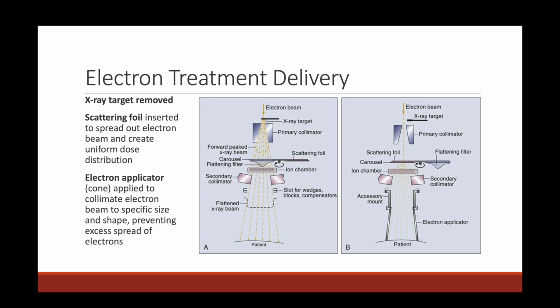There's usually a carousel that replaces the flattening filter with something called a scattering foil. The scattering foil helps us take that very linear electron beam and spread it out to create a more uniform dose distribution. So for electrons, we need to hit a scattering foil. Then the electrons go through the machine, and we usually apply something called an electron applicator, or a cone. It's an accessory mount that helps us to collimate the electron beam to our specific size and shape of the field.